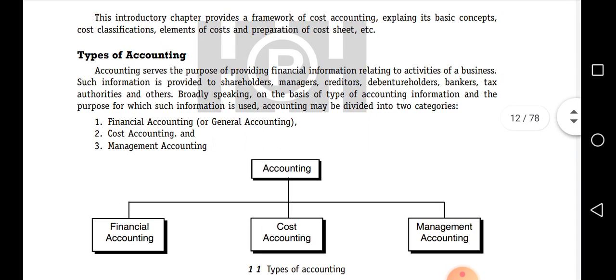Hope you learned financial accounting very well. Now it's time to look and learn about cost accounting. What is cost accounting, what is the purpose of cost accounting, and what are the reasons for its existence? So let us have a look at cost accounting.